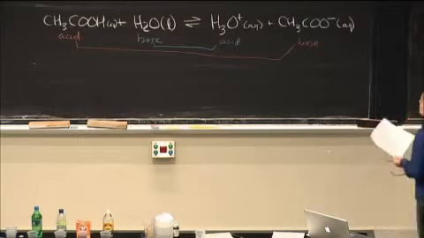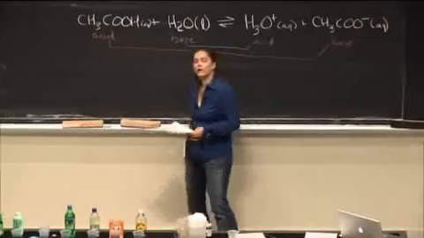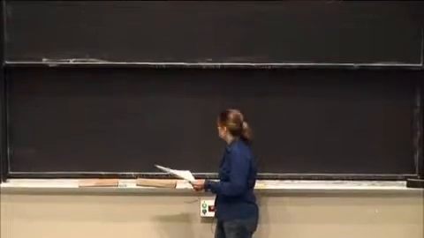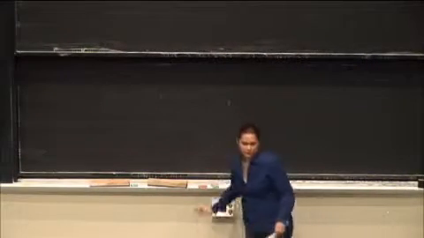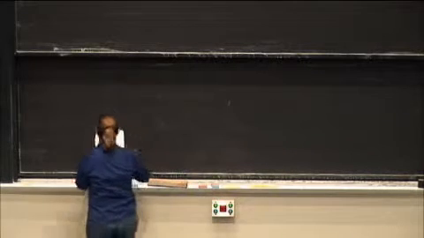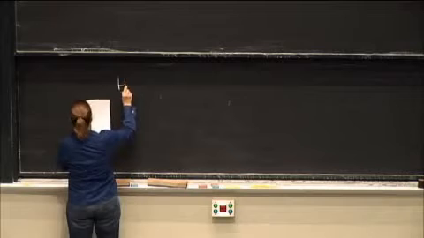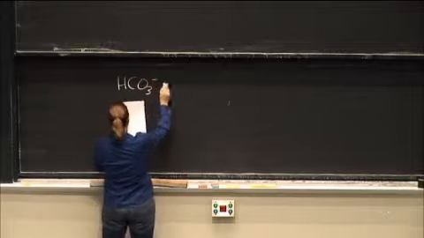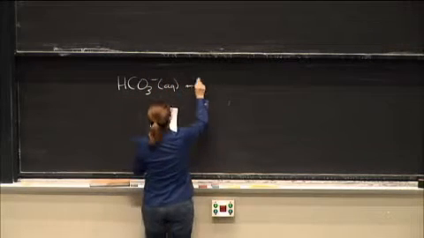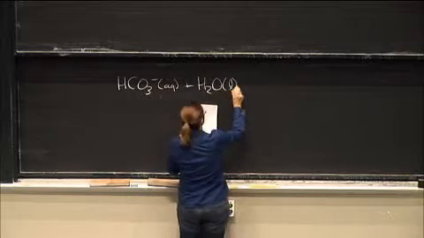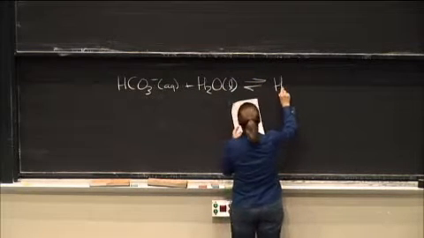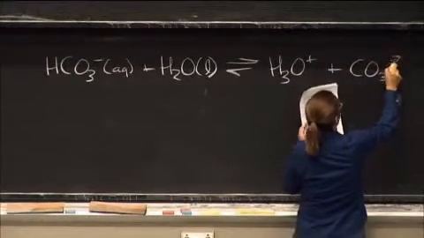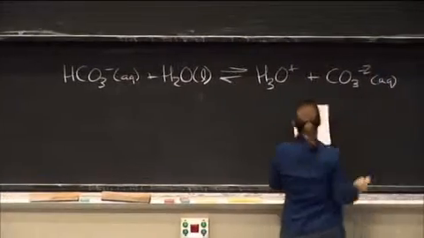All right, let's look at a couple more examples to get the sense of this and figure out what are the acid-base pairs. So one more example. Now let's look at HCO3 minus in aqueous solution, and water going to, again, hydronium ion and CO3 minus 2, also in aqueous solution.